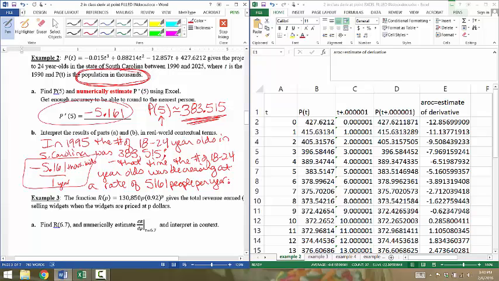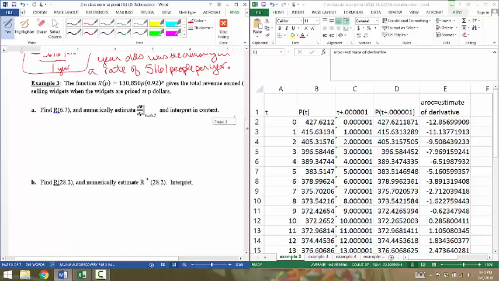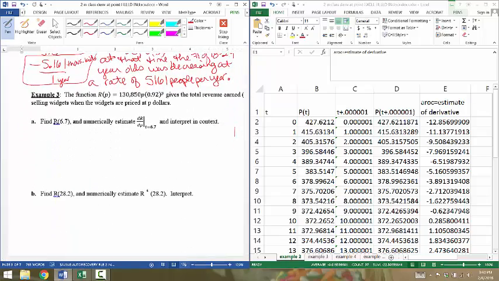So at that time in 1995, the number of 18 to 24-year-olds was decreasing at a rate of 5,161 people per year. Let's try it again with a different equation.